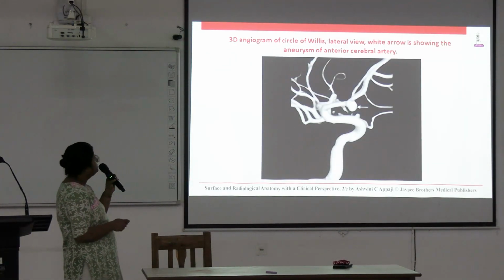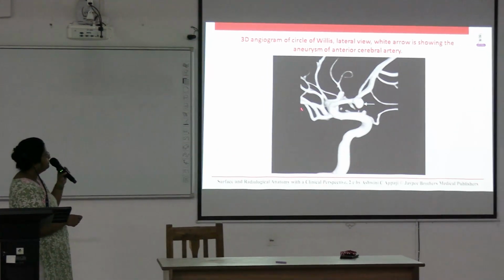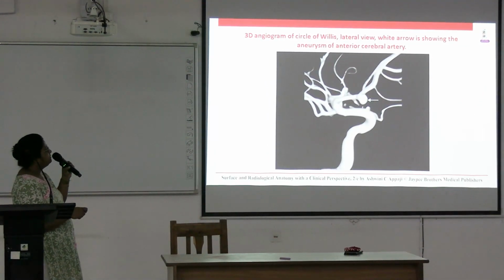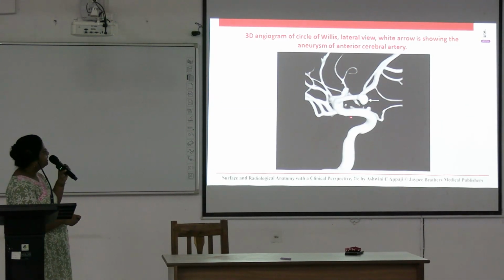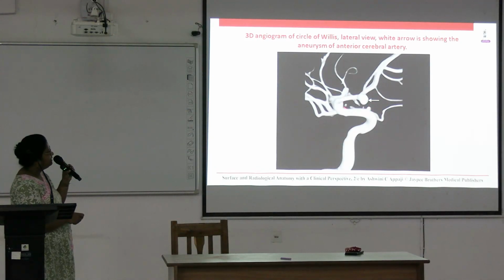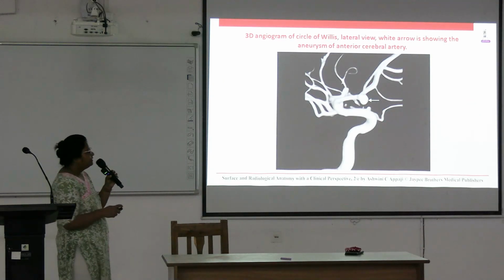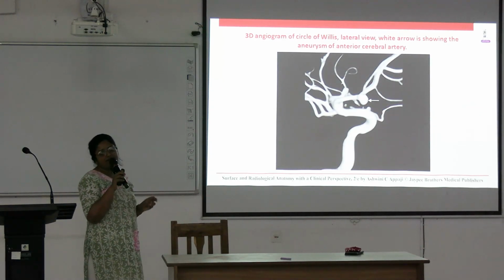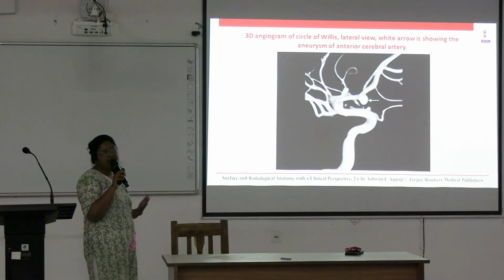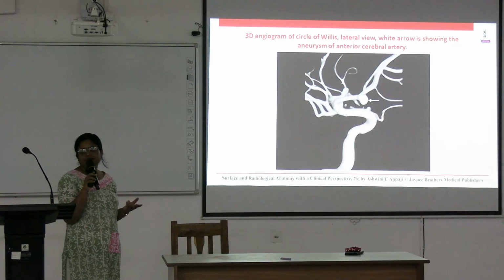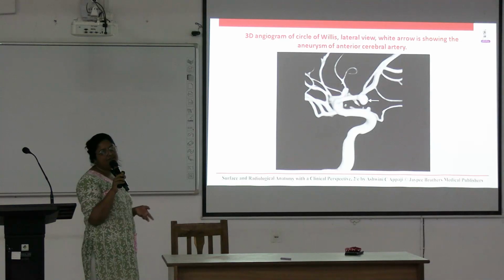Here also, this is a 3D angiogram of the circle of Willis. This part is forming the circle of Willis. In lateral view, the white arrow is showing the aneurysm of the anterior cerebral artery. In this region you can see one dilatation, and this is the location of the aneurysm. In case of aneurysm, there is a high chance of rupture due to increase in blood pressure, and there will be cerebral hemorrhage. The patient may go into shock and hemiplegia and different other symptoms.